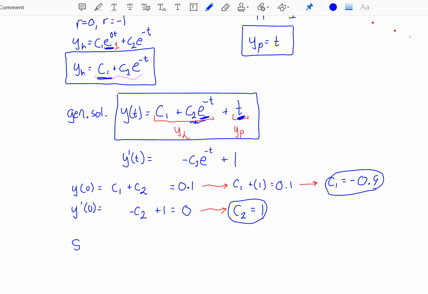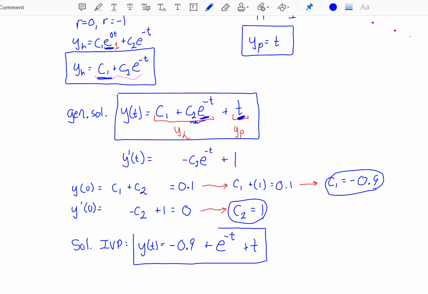Which gives the solution to our IVP as y of t equals negative 0.9 plus e to the negative t plus t. This is the solution to our initial value problem.